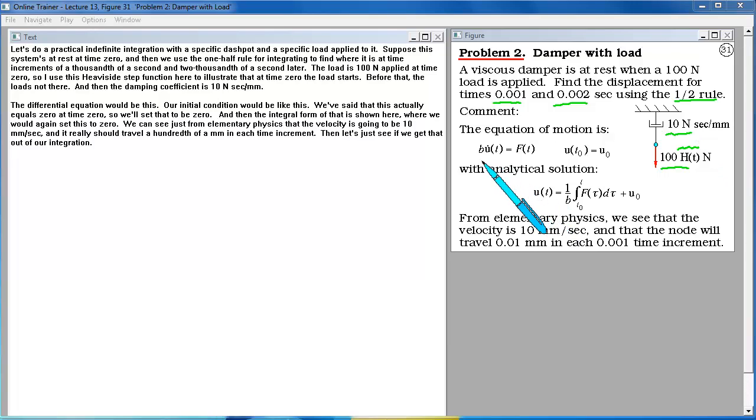The differential equation would be this. Our initial condition would be like this. We said that this actually equals 0 at time 0, so we'll set that to be 0. And then the integral form of that is shown here, where we would again set this to be 0. We can see just from elementary physics that the velocity is going to be 10 millimeters per second, and it really should travel 1/100th of a millimeter in each time increment. Then let's just see if we get that out of our integration.